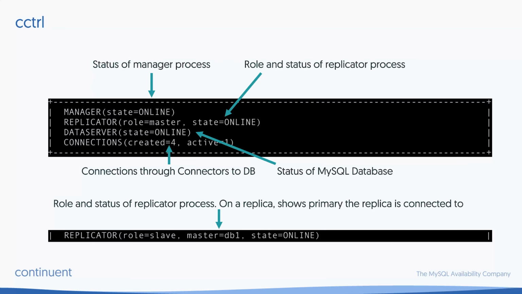Within each of those blocks, we then show the state of each component on the node and the roles applicable to them. So every block will show the manager, the replicator, the data server, which is the MySQL database, and the number of connections to that instance. In the case of the primary, the replicator will show the role of master, and in the case of a replica, the replicator line will be slightly different as shown here and will reflect the role of slave and which node it is pulling THL from in the master line. So we see here master equals db1.